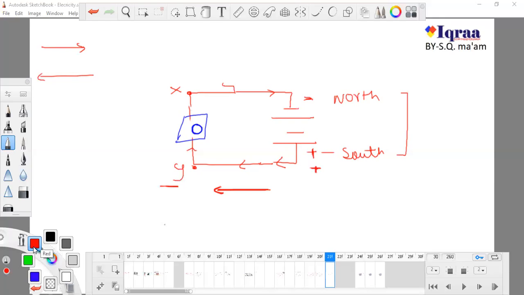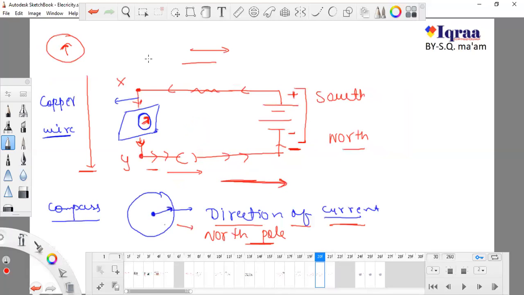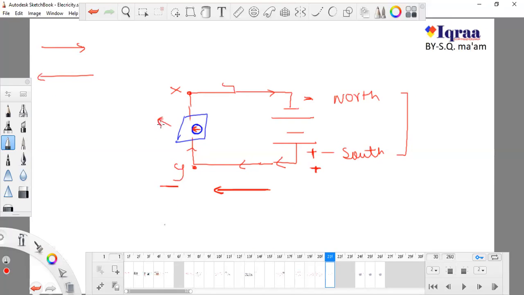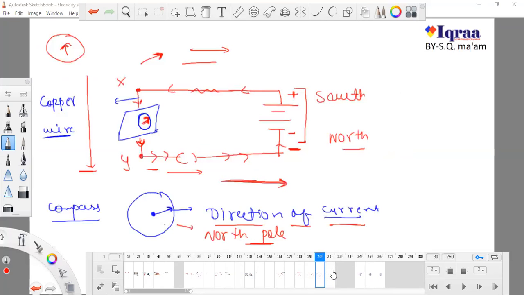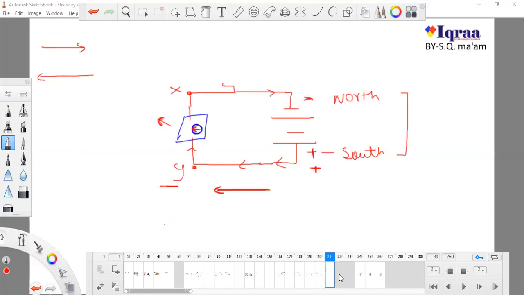So what happens in this case: in the first case the needle was here, and in the second case the needle has moved here. In these two cases we are not going to learn how the needle gets deflected or which part is affected. The needle always shows north pole. I'm just indicating one thing: the needle in the first case is deflected to this side and in the second case to this side, because in the first case the direction of electricity was like this, and in the second case it was like this.